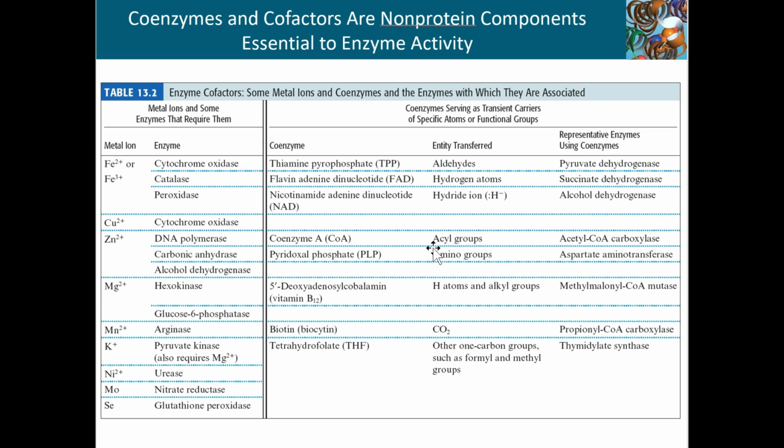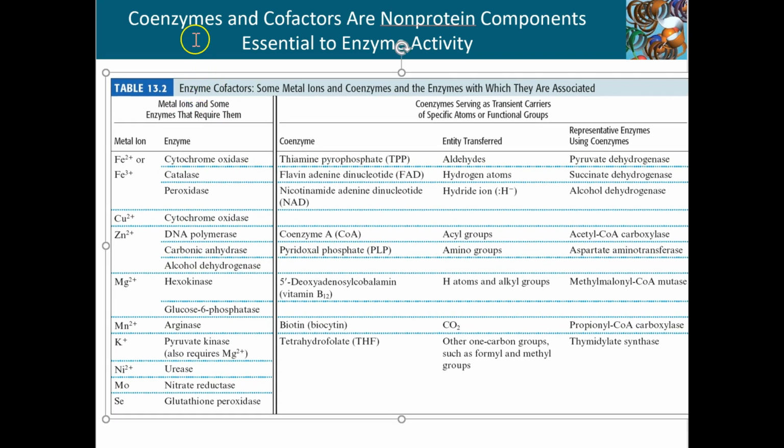So, coenzymes and cofactors are non-protein components which are essential to enzyme activity. And this can be in the form of a metal ion. Whoa, I'm dragging stuff all over the place. I thought I tapped it, but there we go, metal ions. And then we also have coenzymes, which are non-metal, non-protein, small organic compounds.